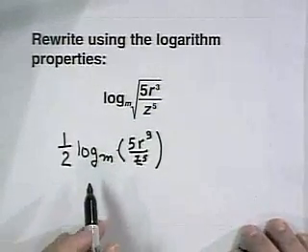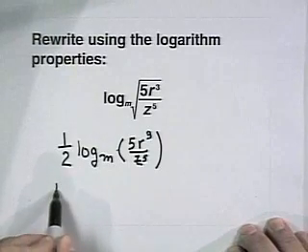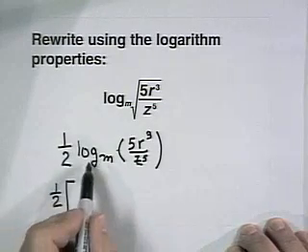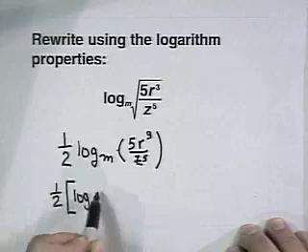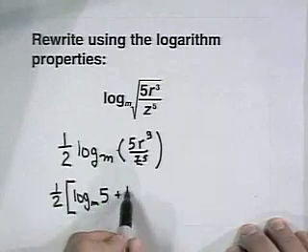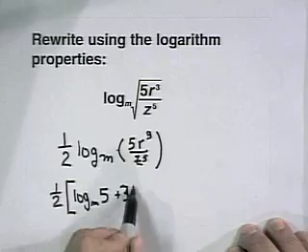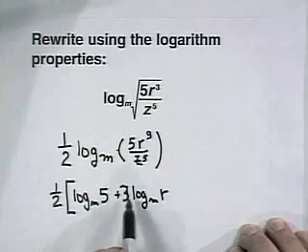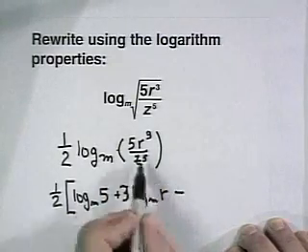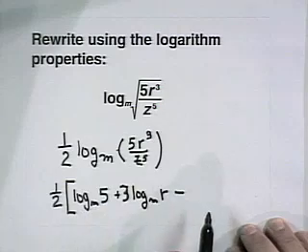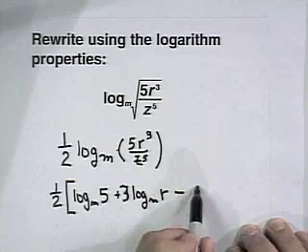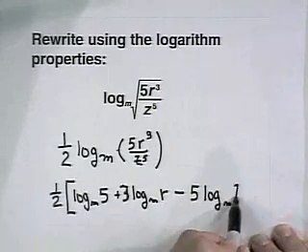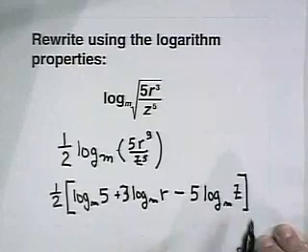Now we'll do the same as we did before with our first example. We have 1/2. We're going to put parentheses around this. I hope you remember to do that. And write log base m of 5 plus 3 log m of r, because that was r cubed, and we can use that property, minus, because that's division, for z, and we have the 5th power, so we're going to write 5 log base m of z, and we'll close our brackets like that.